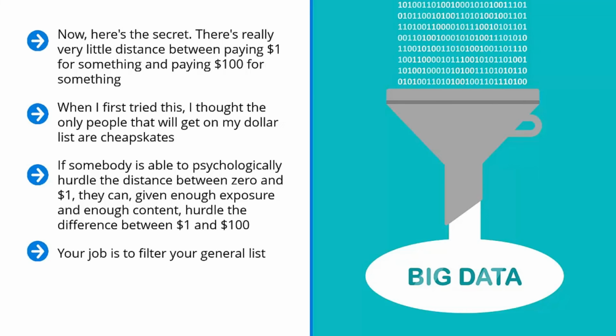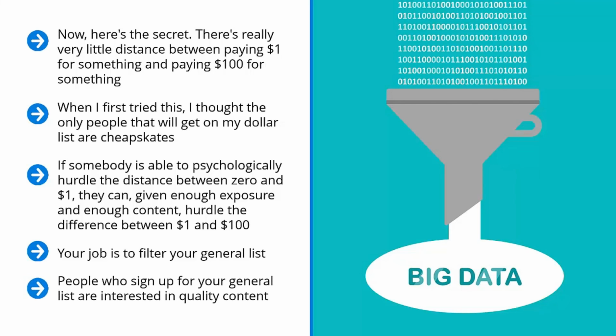Your job is to filter your general list. You're basically telling people, when you run these $1 offers, to prove to you whether they are just interested or truly interested. This is a self-segregating mechanism. Use it. People who sign up for your general list are interested in quality content. That's what they're there for. But only a fraction of them would actually be willing to pay money. You make your money off this golden fraction. You use your buyer's list to make real money.